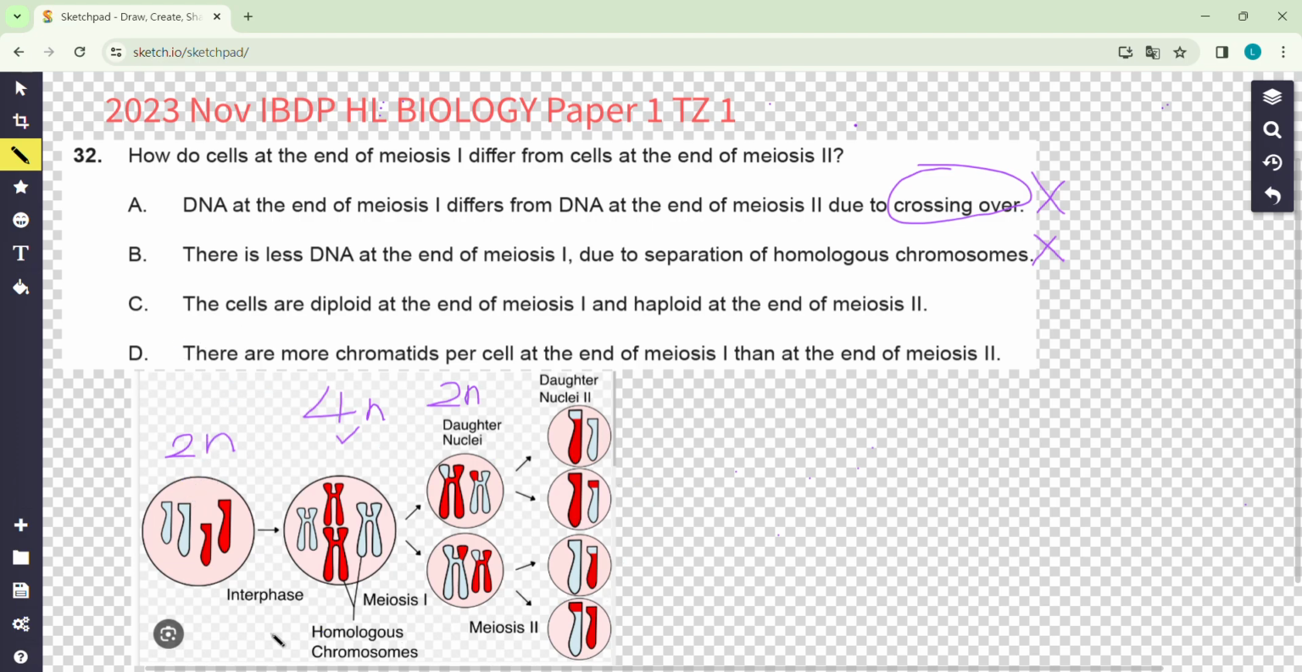Okay, so look at them. The first is diploid and then also diploid and then become haploid and haploid. So it's wrong, both are haploid.